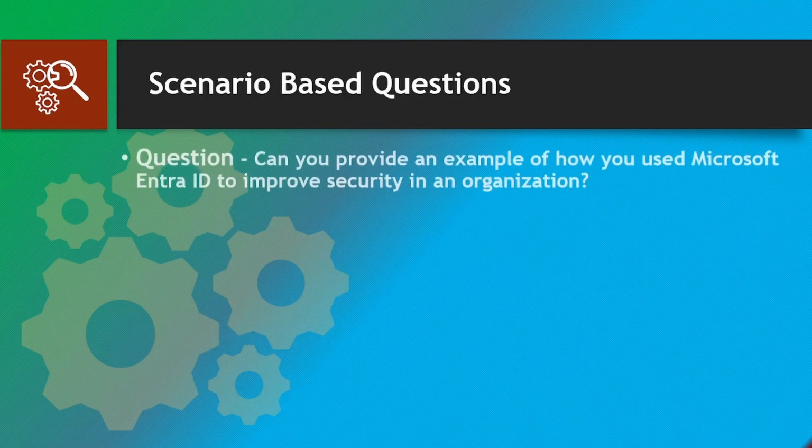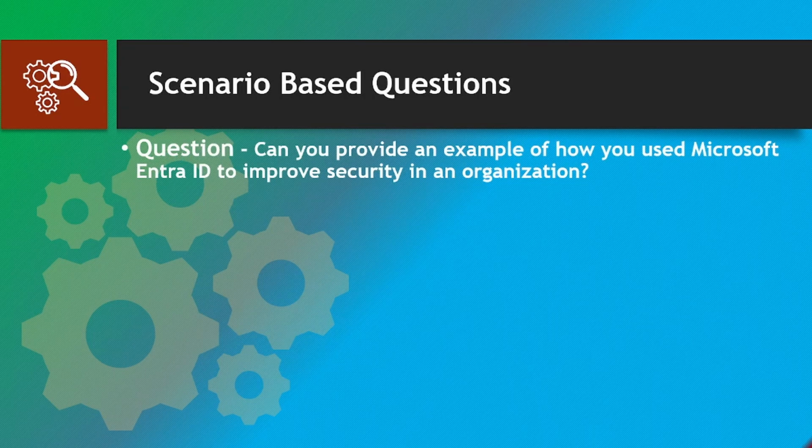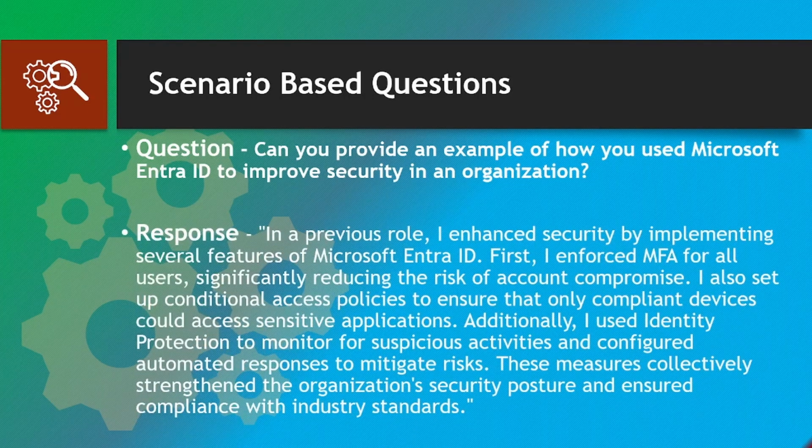The next scenario based question could be, can you provide an example of how you used Microsoft Entra ID to improve security in an organization? In a previous role, I enhanced security by implementing several features of Microsoft Entra ID. First, I enforced MFA, multi-factor authentication, for all users, significantly reducing the risk of account compromise. I also set up conditional access policies to ensure that only compliant devices could access sensitive applications. Additionally, I used identity protection to monitor for suspicious activities and configured automated responses to mitigate risks. These measures collectively strengthened the organization's security posture and ensured compliance with industry standards.